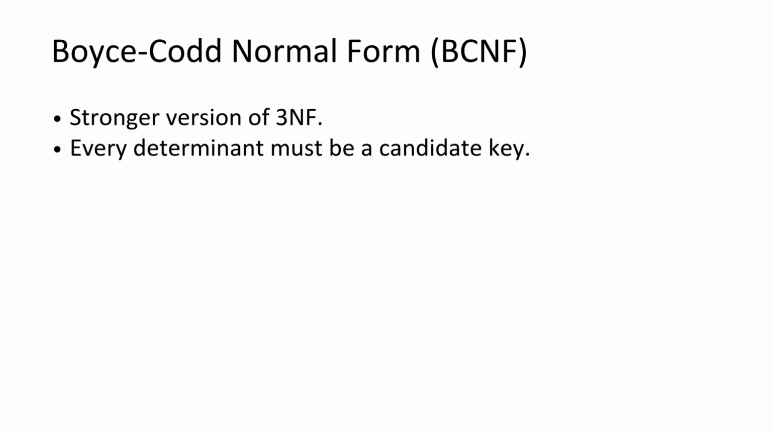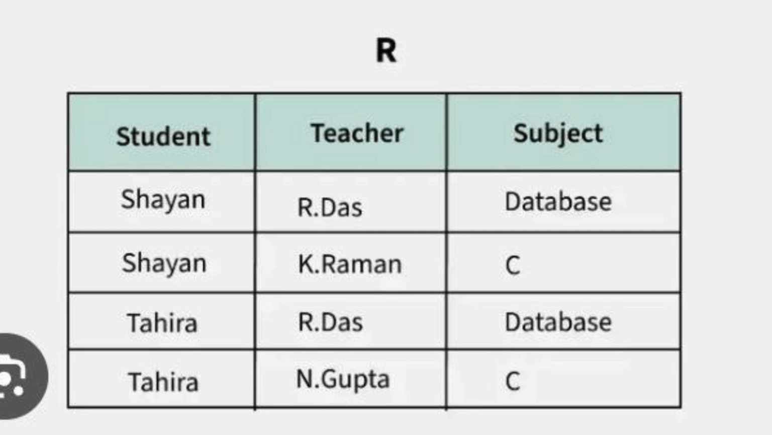Boyce-Codd Normal Form, BCNF. BCNF is a stronger version of third normal form. It states that every determinant must be a candidate key. In simpler terms, no non-trivial functional dependency should exist unless the left-hand side is a super key. It fixes certain anomalies not covered by third normal form.